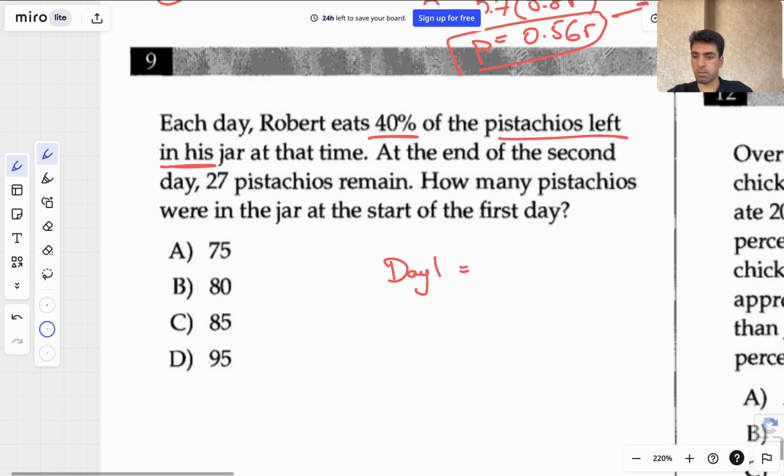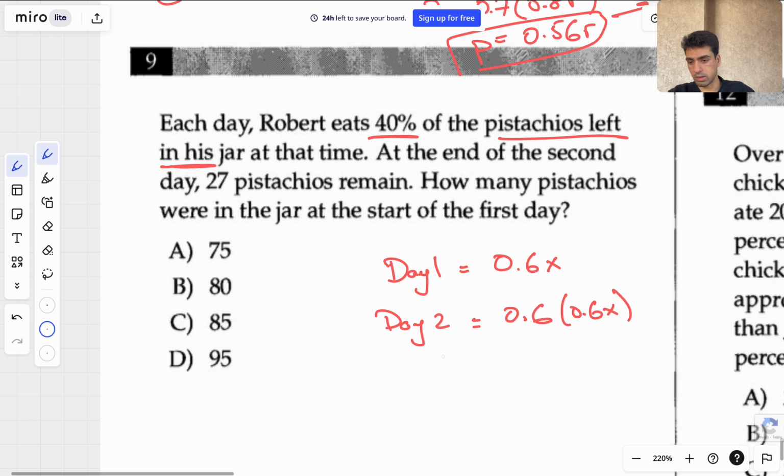he eats 40% of the pistachios left, which means if he eats 40%, that means 60% are left, right? 60% of the original. And then on day 2, it's going to be 60% of what was left on the previous day. So 60% of day 1, which is this.